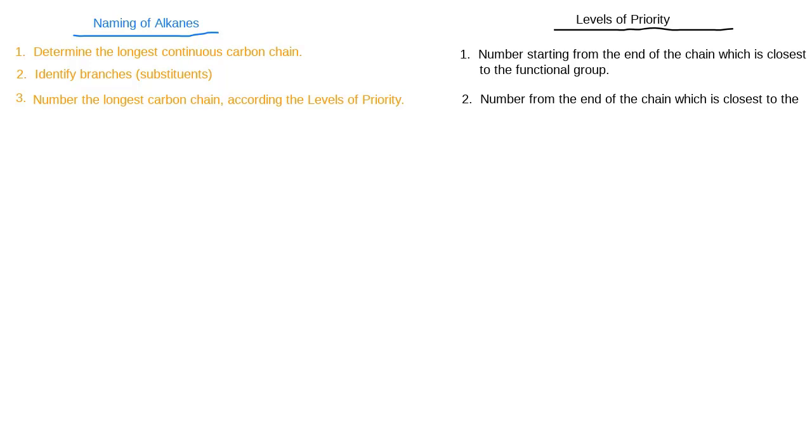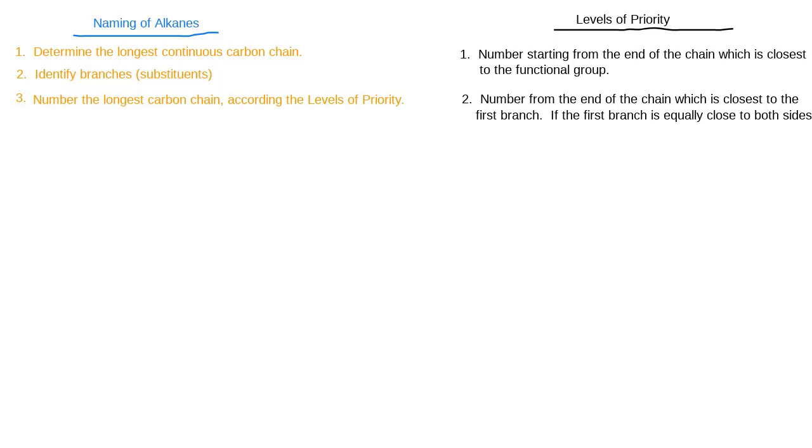Now, if the first branch is equidistant, if it's equally close to either end, then you're going to have to go to the second branch. In the first level of priority, number from the side closest to the functional group. If there is no functional group, or if the functional group is in the middle of the chain, so it's equally close to both sides, then you go to the second level of priority. Number from the end of the chain which is closest to the first branch.